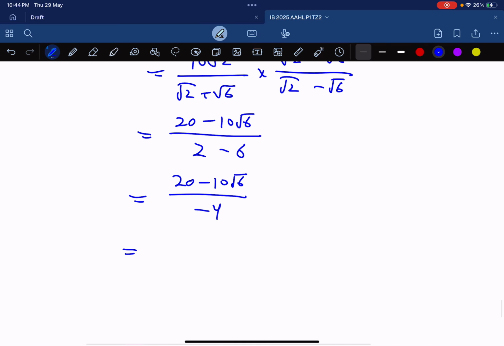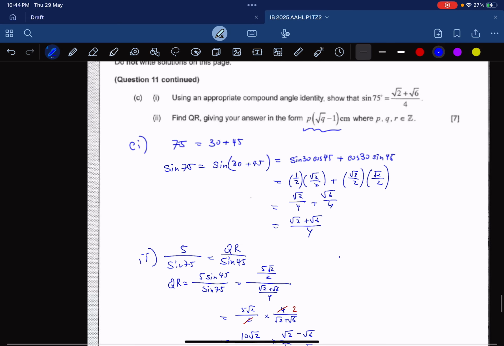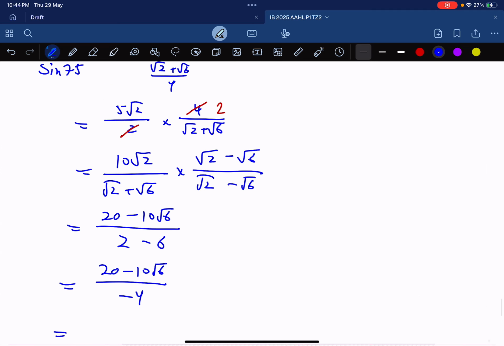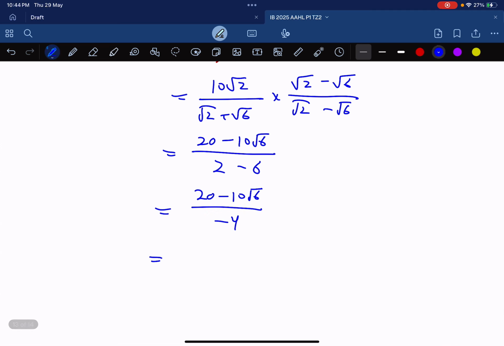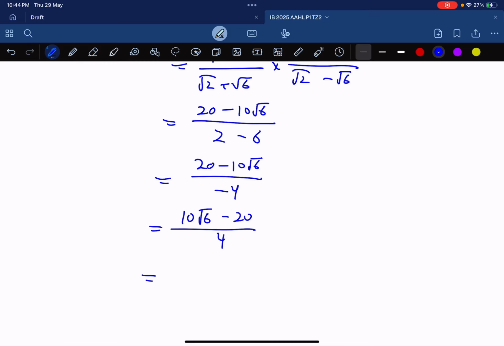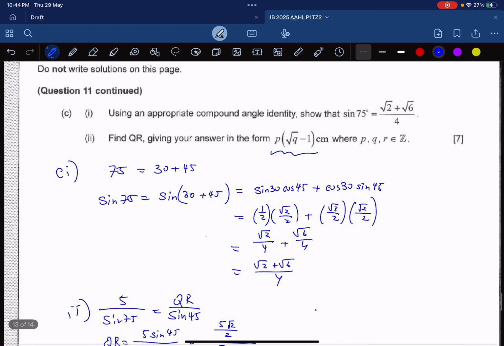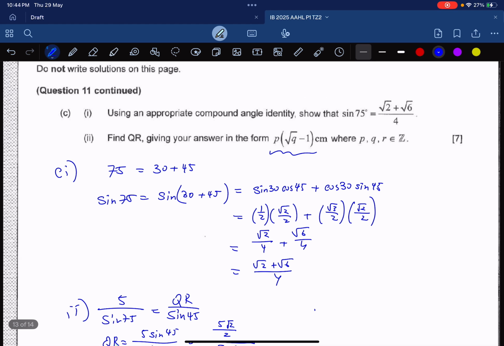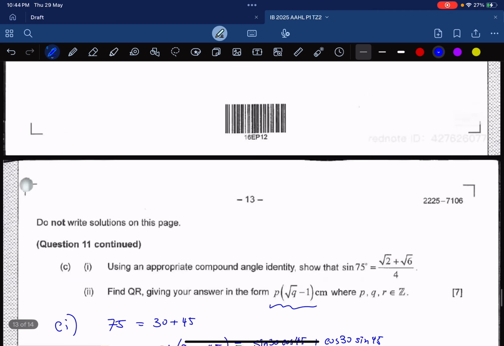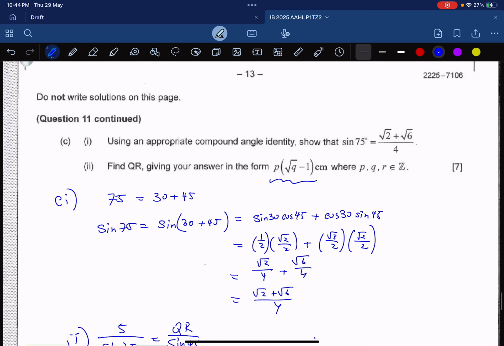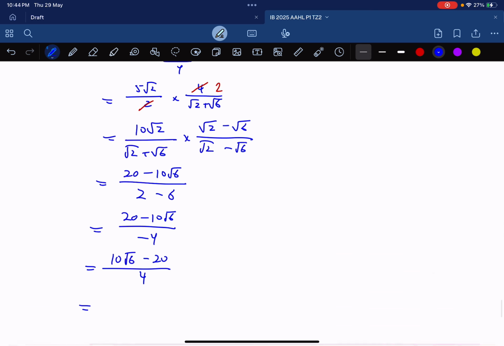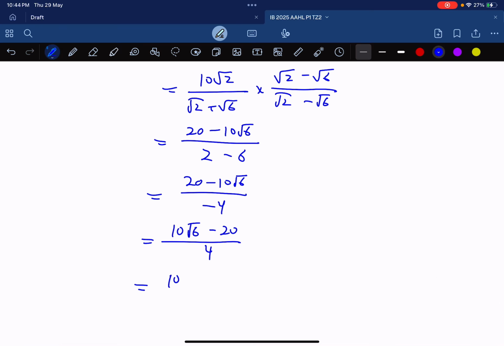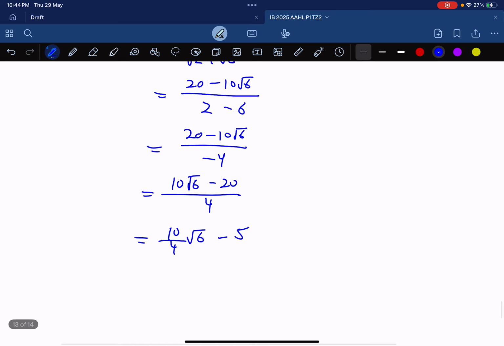Okay, and then what we need to do in here, so P and Q are real integers. Okay, so divided by a negative number, I can just flip it. So we have 10 root 6 minus 20 over 4. Okay, so maybe we can divide everything. Wait, P, Q, R, Z. What's R? P, Q, and R, it's an integer. Okay, so maybe we can do something like this. So 10 over 4 root 6 minus 5.